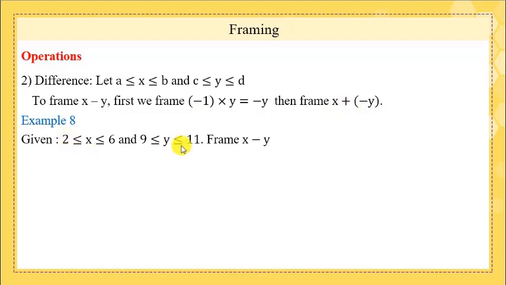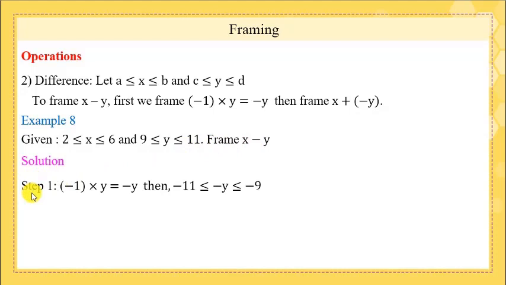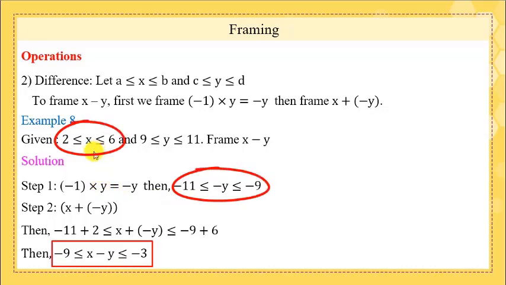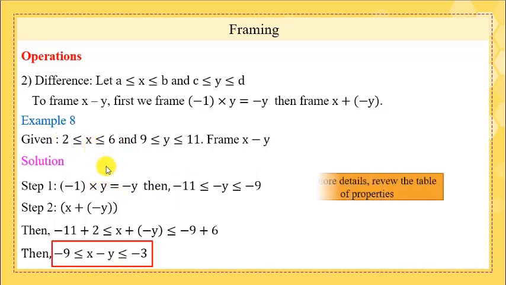Example, we have two numbers x and y. Frame x minus y. To frame x minus y, we find first step, which is minus y. So minus y we multiply by minus and we reverse the positions of the boundaries. Then we find x plus minus y, so x plus minus y, similarly to x minus y, between minus 9 and minus 3. To find x minus y, we add the boundaries of minus y and the boundaries of x. Add more details in your textbook.